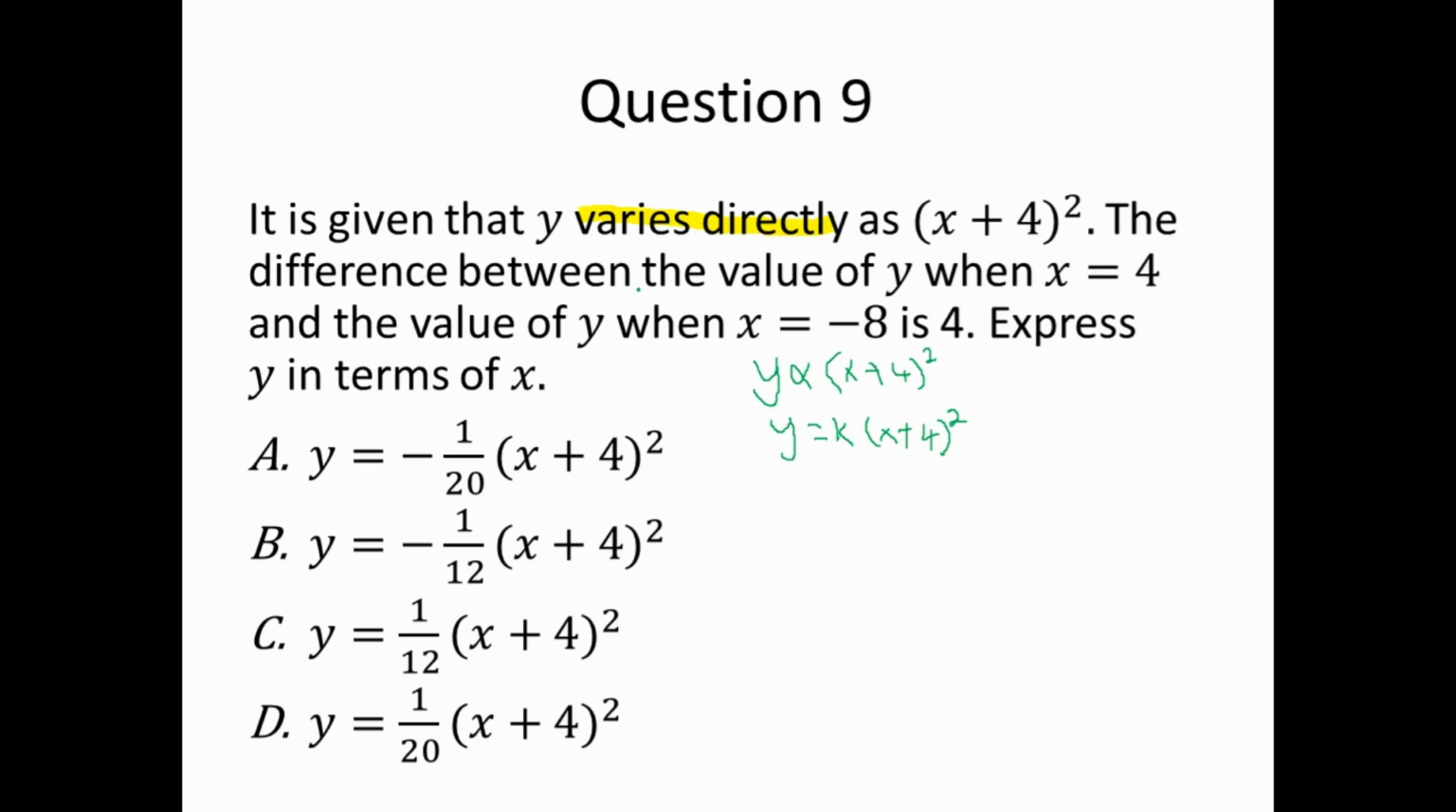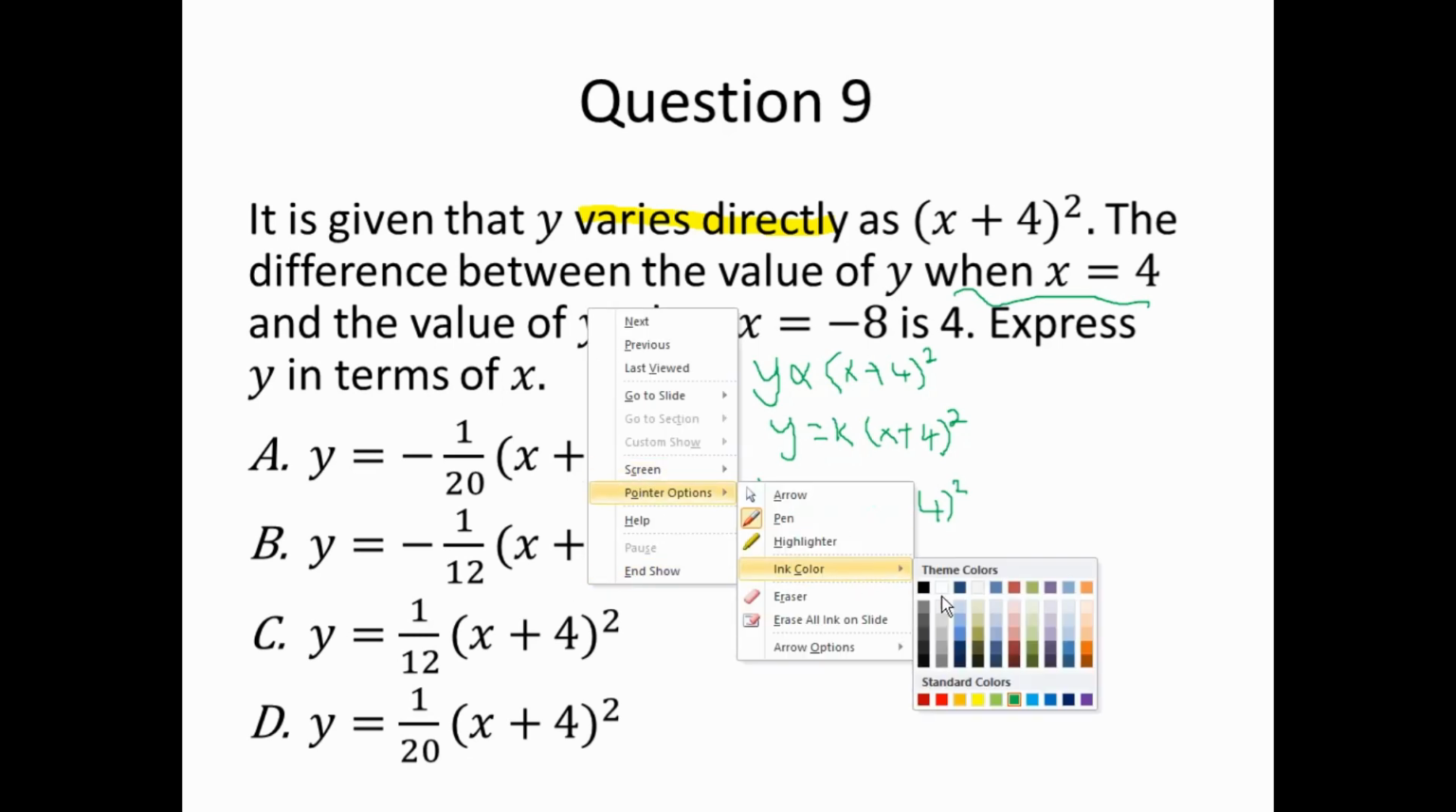The difference between the value of y when x equals 4. So we substitute x equals 4 into this equation first. Then you will have y equals k times (4 plus 4) squared. 4 plus 4 is 8, squared, so you will have 64k.